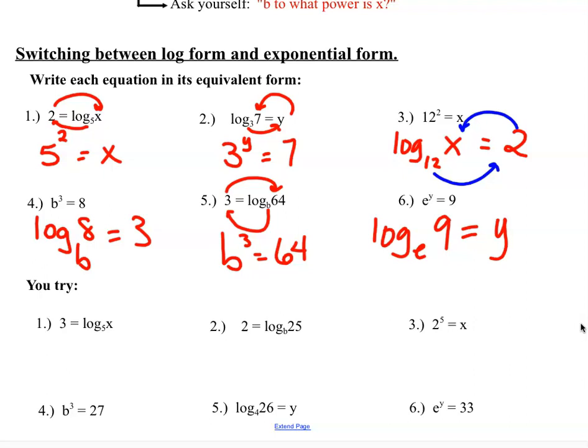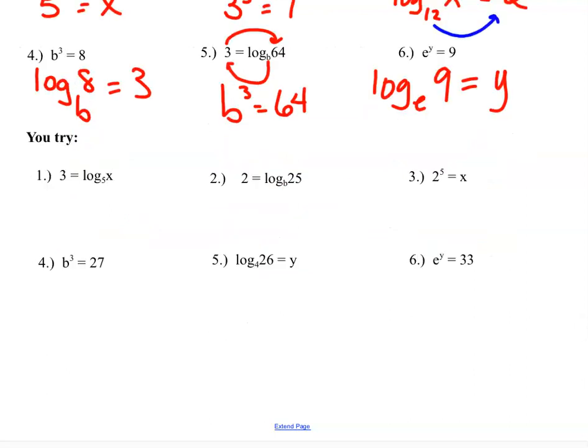I'm going to pause the recording, give you guys some time to try this next chunk, pair up with someone, and then we'll check in a minute. All right, let's check. What did you put for number 1? All right, agree, disagree. So 5 to the 3rd power should get us back to an x. All right, number 2.